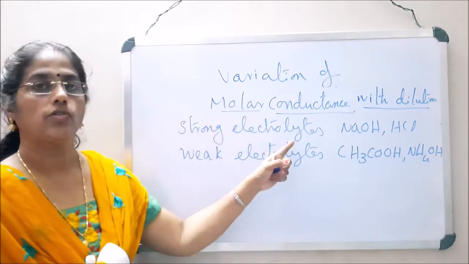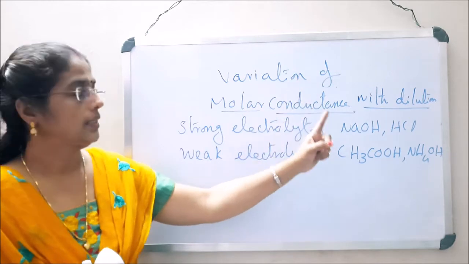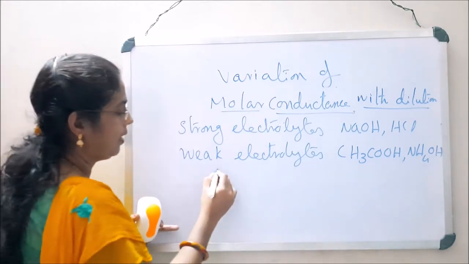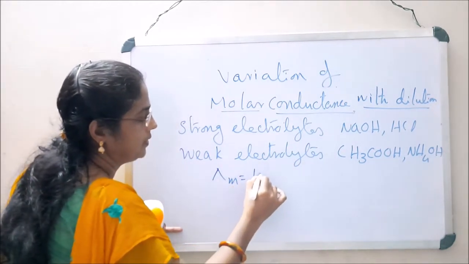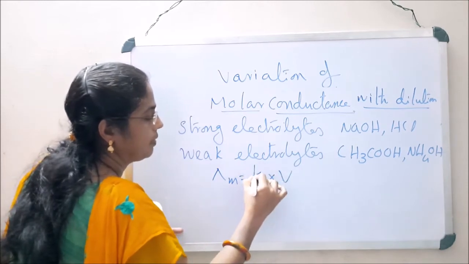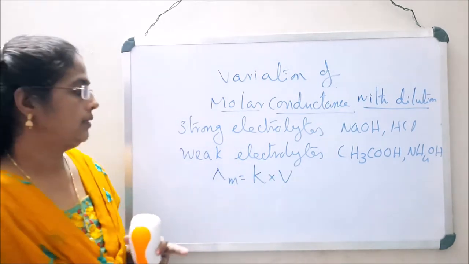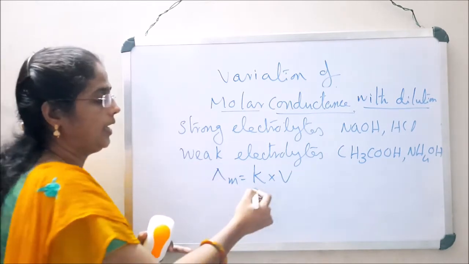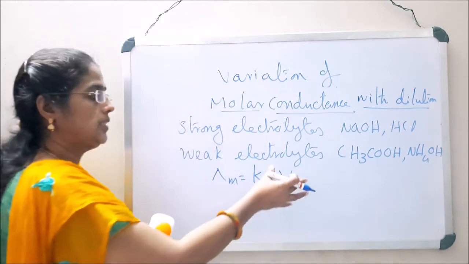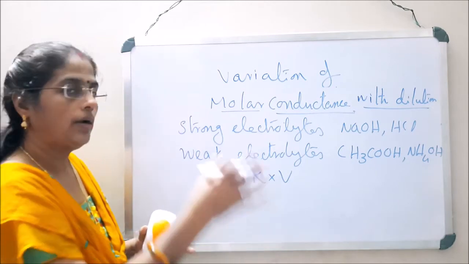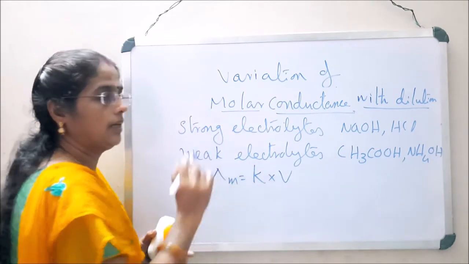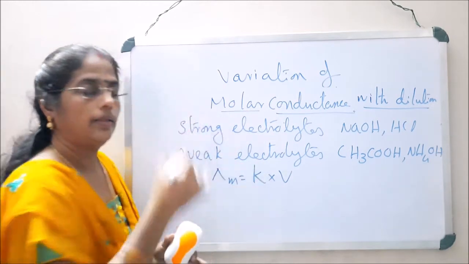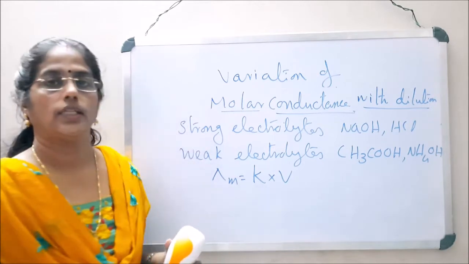In the case of strong electrolyte, it is due to one reason, that is, as the dilution increases, the speed of the ions increases. This lambda m is equal to kappa into V. In the case of unit length, we can say molar conductance can also be written as K into V, where V is the volume. Since the total volume increases on dilution, molar conductance increases. As we already explained, the kappa, that is conductivity, decreases with the dilution.